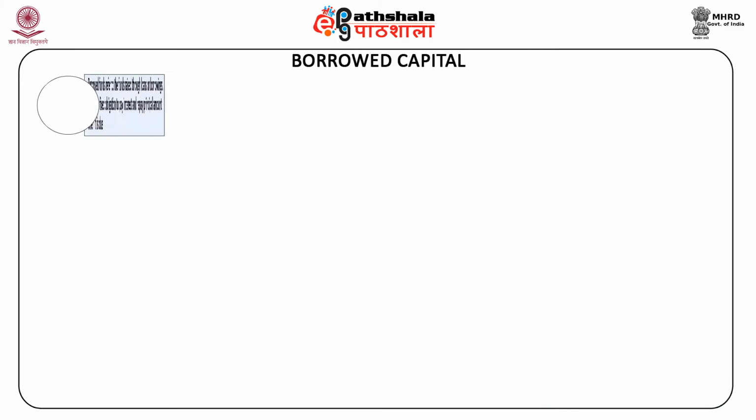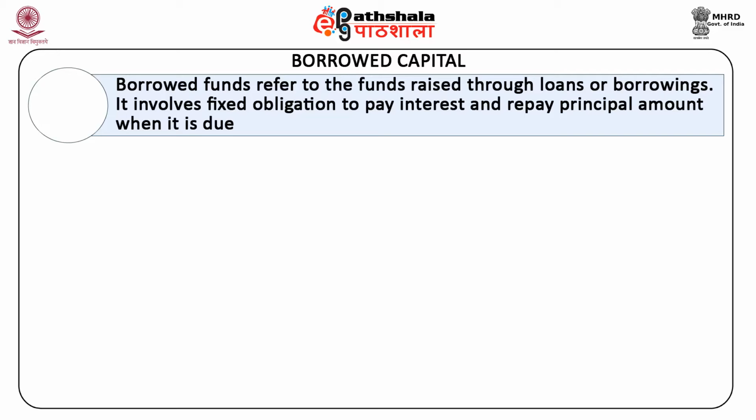Second is borrowed capital. Borrowed funds, on the other hand, refer to the funds raised through loans or borrowings. Borrowed money involves a fixed obligation to pay interest and repay the principal amount as and when due. In a sole proprietary business, the proprietor can borrow money on his personal security or on the security of his existing assets. Whereas a partnership firm can raise loans on the personal security of the individual partners. While in case of companies, money can also be borrowed either by issuing debentures or bonds or raising direct loans.